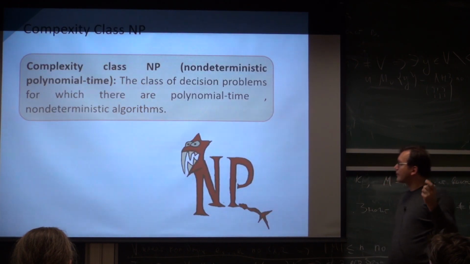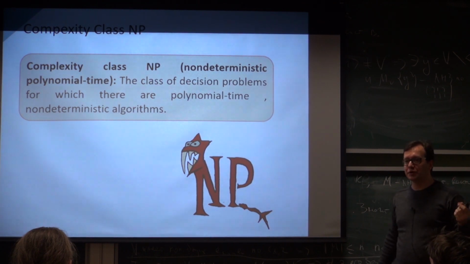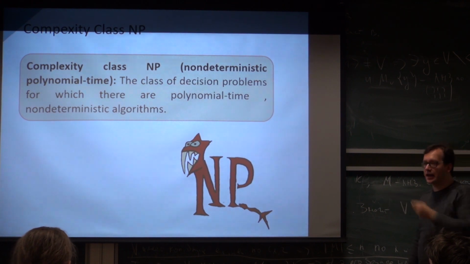So the complexity class NP, you can say this is whatever you can compute in non-deterministic polynomial time. This is what complexity theorists like and use.